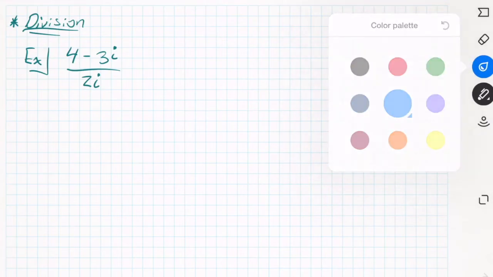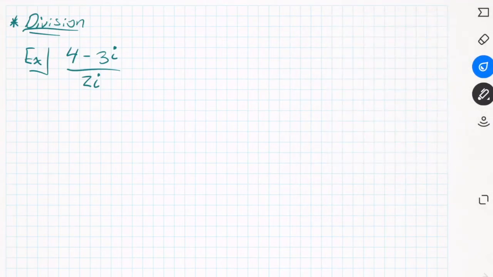So the division of complex numbers is where most people get kind of stuck. So for example, let's do a simple one. A complex number, 4 minus 3i, divided by 2i. All right, so we could do this individually or we can do it all together. I think it's quicker all together. And you just have to remember that i is the square root of negative 1.